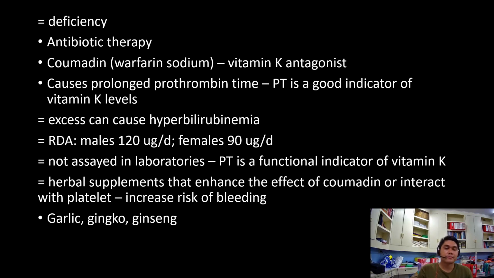Another cause of deficiency is the presence of vitamin K antagonist. Example, you have your warfarin. Then another cause of deficiency, you have malabsorption syndrome. Then another cause, you have decreased intake of vitamin K. If there's a deficiency in vitamin K, it causes prolonged prothrombin time. So PT is a good indicator of vitamin K levels. And if there's an excess in vitamin K, it can cause hyperbilirubinemia.